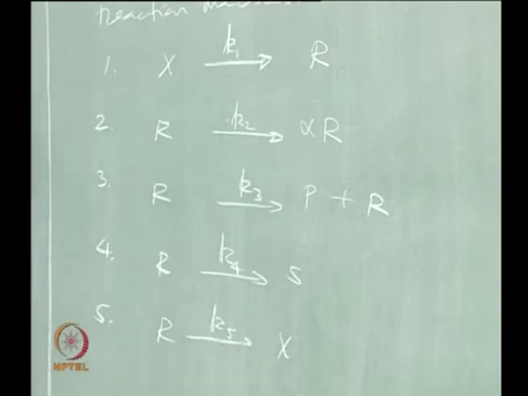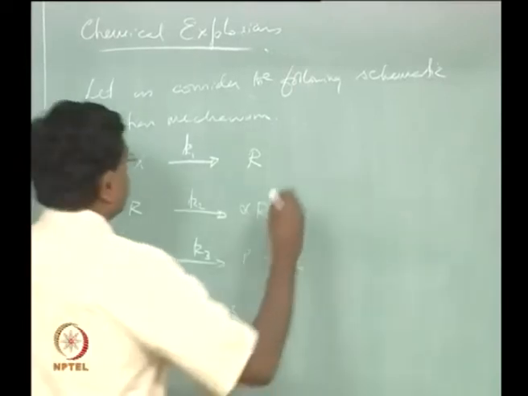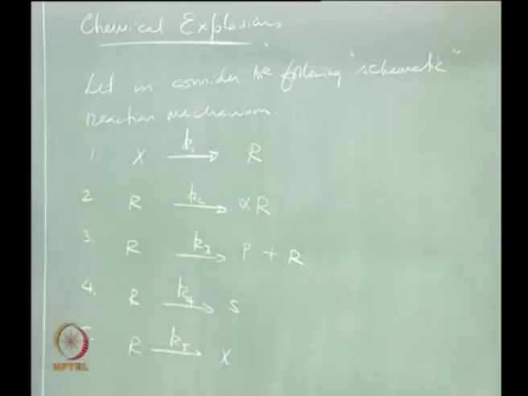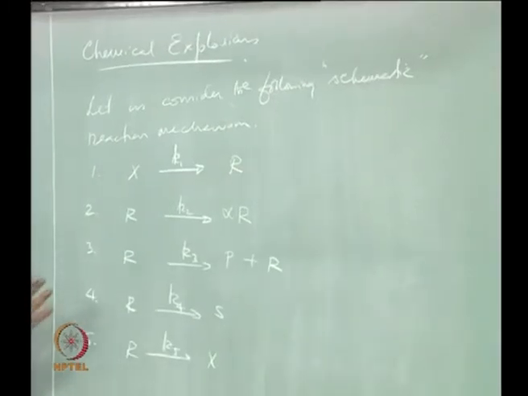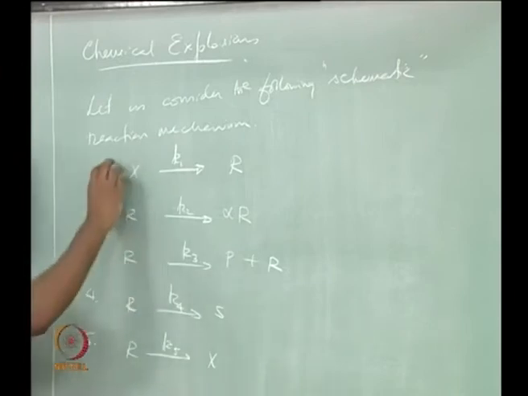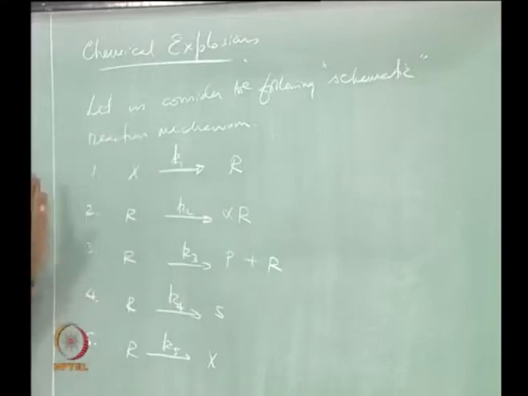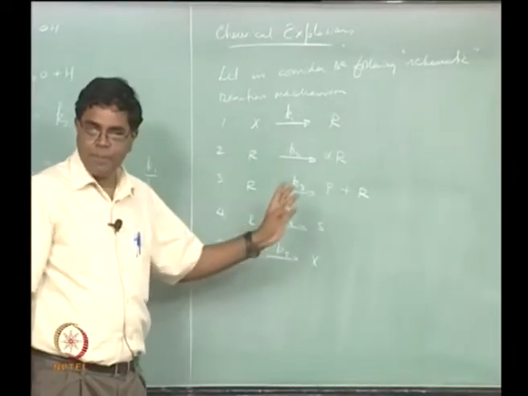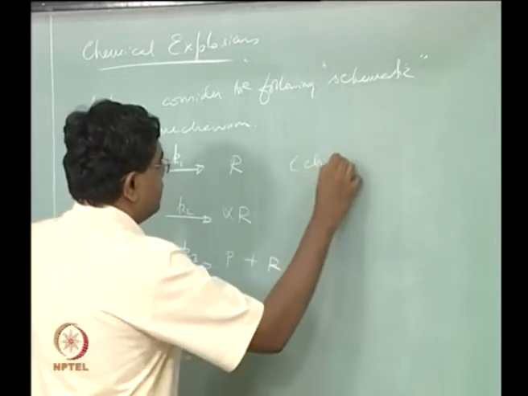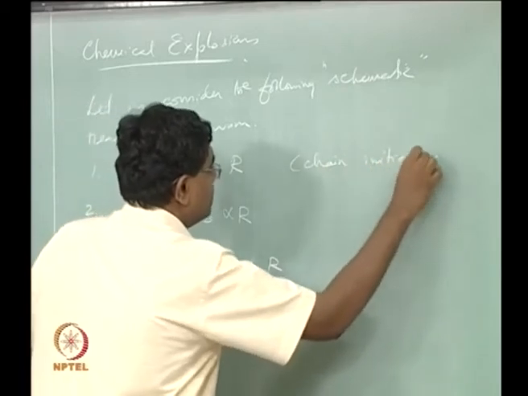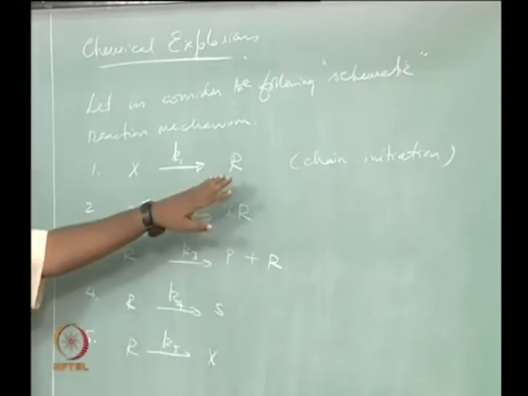Now this is obviously looking a bit strange. If it isn't looking strange, then you must be a genius, right? What we mean by a schematic reaction mechanism here is that this reaction scheme is focusing only on the intermediates. That means there are hidden stable species on either side, which you are not worried about. Because you can now clearly see that this is a chain initiation step, right? Because this is the birth of an intermediate. R is the intermediate that we are looking at.